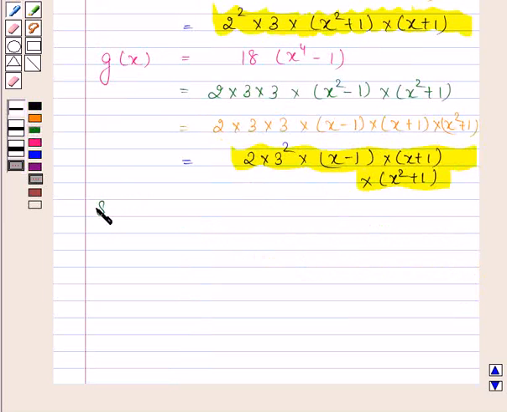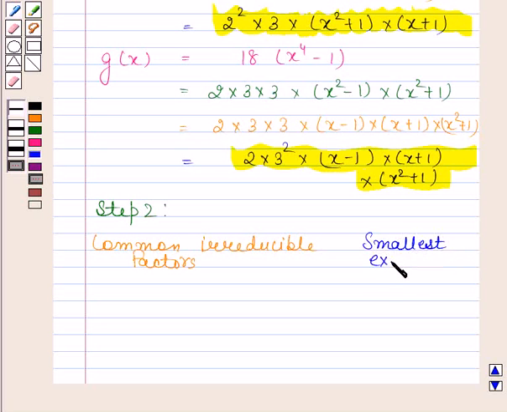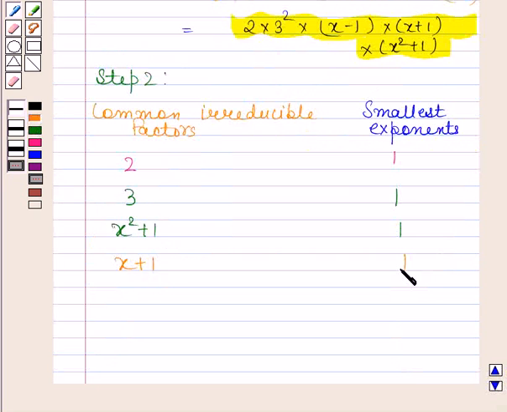Step 2. We will write common irreducible factors and smallest exponents of these irreducible factors. Now 2 is the common irreducible factor and its least exponent is 1. Then 3 is the common irreducible factor and its least exponent is 1. Then x squared plus 1 is the common irreducible factor and its exponent is 1, and then x plus 1 is the common irreducible factor and its exponent is 1.